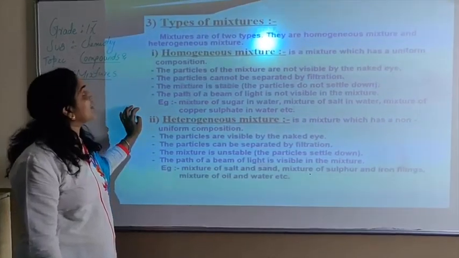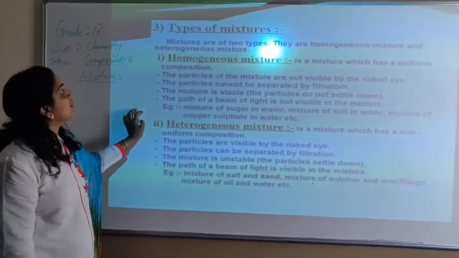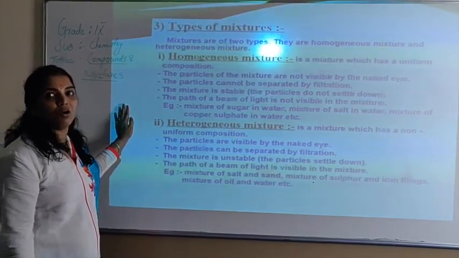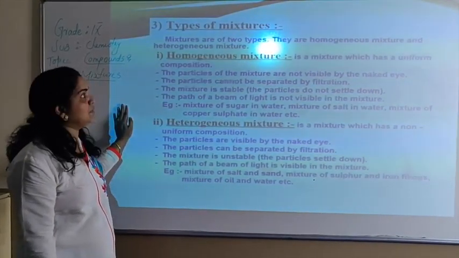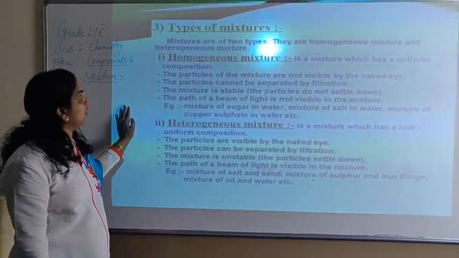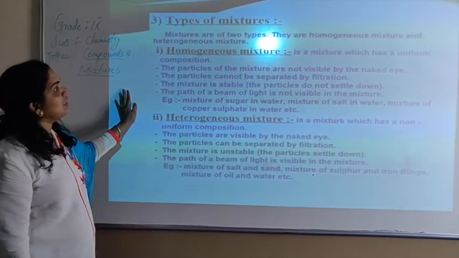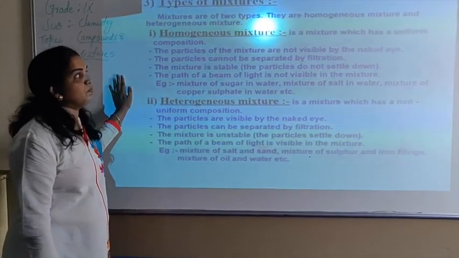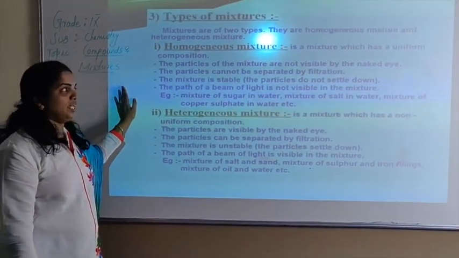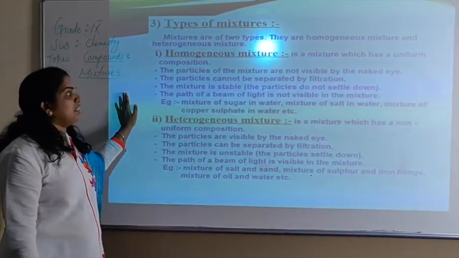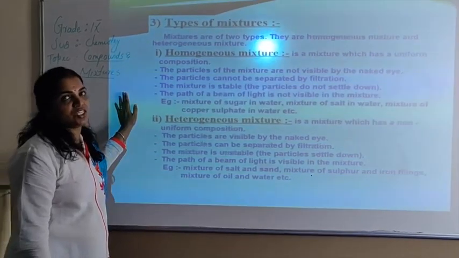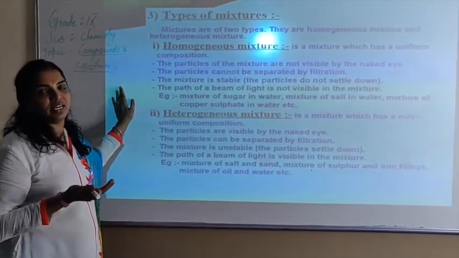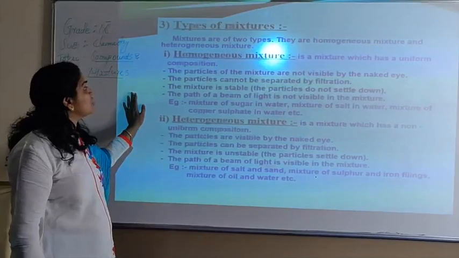Let us begin session 3 with a quick recap. Types of mixtures: we learned about homogeneous mixture and heterogeneous mixture. We discussed the points that we already learned. A homogeneous mixture has a uniform composition. Particles of the mixture are not visible to the naked eye. The particles cannot be separated by filtration because we cannot decide which substances are present in the mixture.